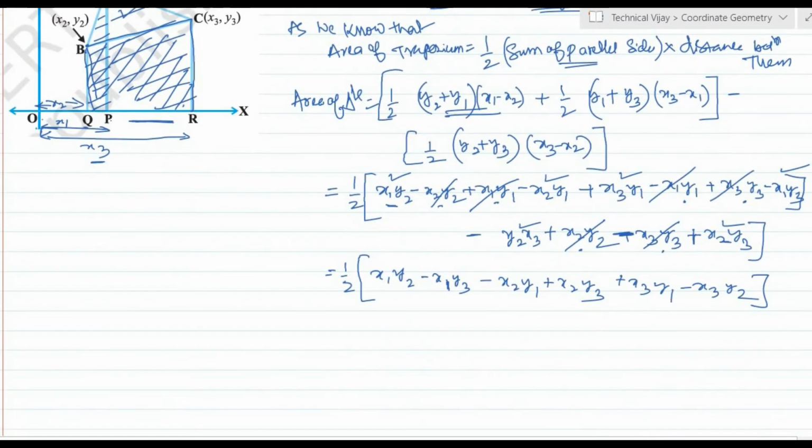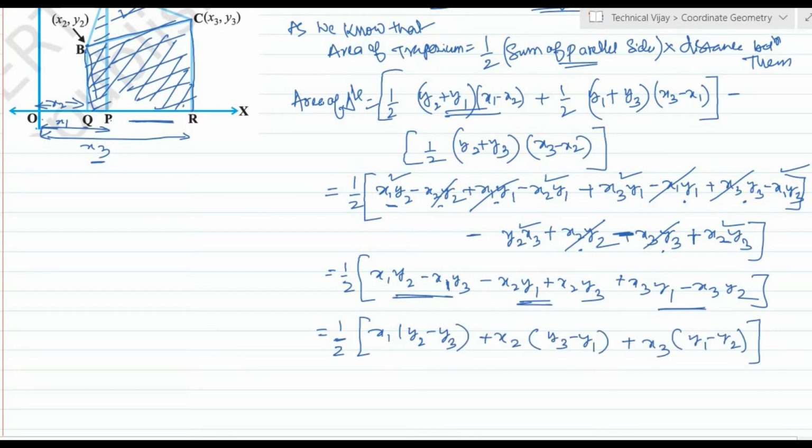Now here we will write half, and x1 we take common: x1 into (y2 minus y3). So here I have written 1 by 2 [x1(y2 minus y3) plus x2(y3 minus y1) plus x3(y1 minus y2)]. So this is the area of a triangle, if we know the coordinates of the vertices of the triangle. Here x1 y1, x2 y2 and x3 y3 are the coordinates of the vertices, then this formula can be utilized.